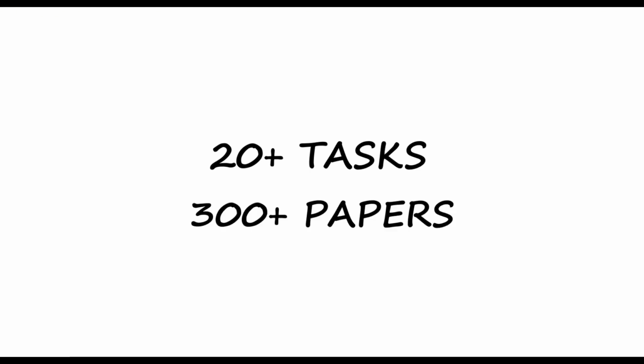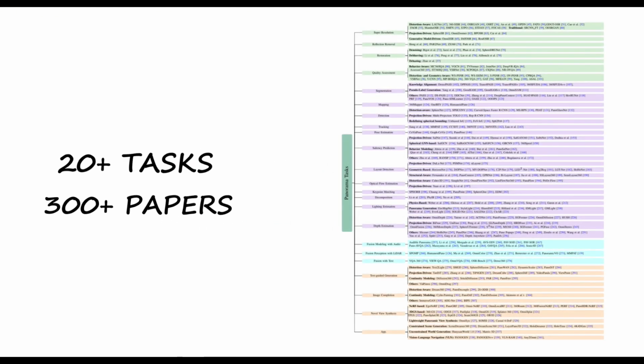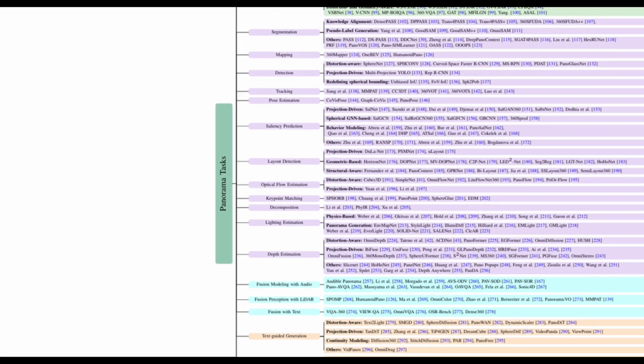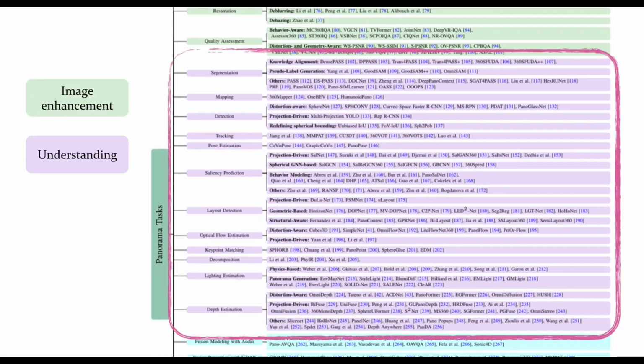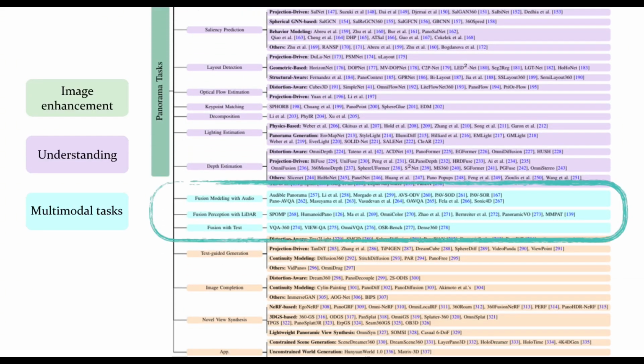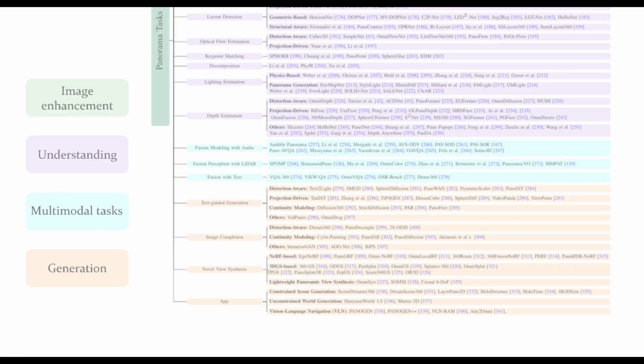Next, we also did a cross-task analysis. We further dive into the 20 individual tasks based on more than 300 research papers. This horizontal comparison reveals task-specific challenges and shared insights across the field. As shown in the table, the tasks range from image enhancement to understanding, and finally to multimodal and generation tasks.